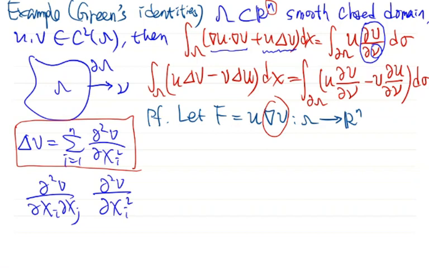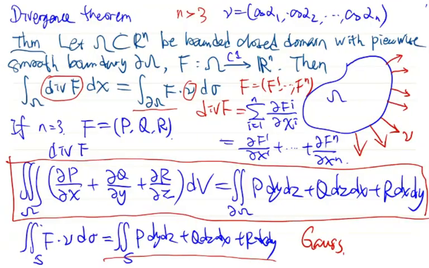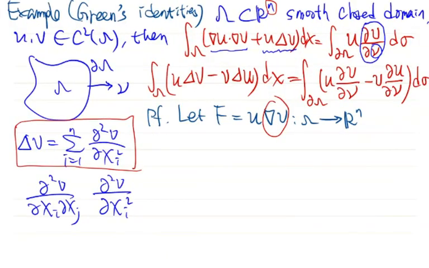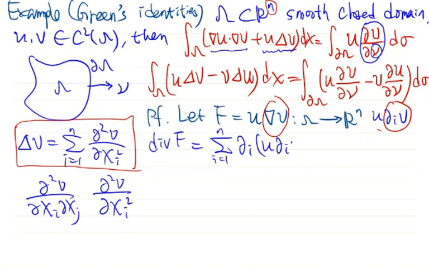So for this F, to apply the divergence theorem, we need to determine the divergence of F. So we compute the divergence of F. The divergence of F is the sum of the partial derivatives with respect to xi of the ith components of F. The ith component is U d_i V, right? Because the ith component of the gradient of V is d_i V. Therefore, multiplying by U, the corresponding ith component is U d_i V. Therefore, we need the partial derivative of U d_i V.